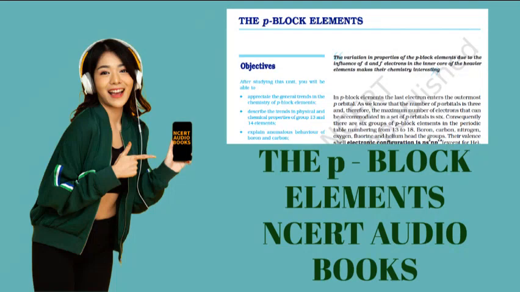Subtopic 11.7.2, graphite. Graphite has a layered structure shown in figure 11.4. Layers are held by van der Waals forces and the distance between two layers is 340 picometers. Each layer is composed of planar hexagonal rings of carbon atoms. The C-C bond length within the layer is 141.5 picometers.